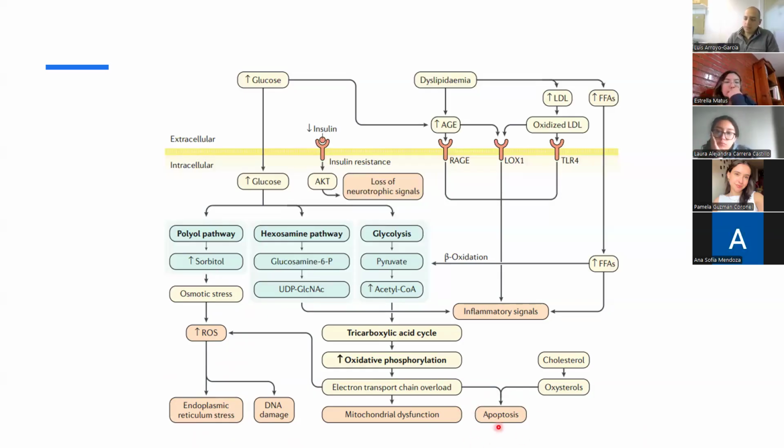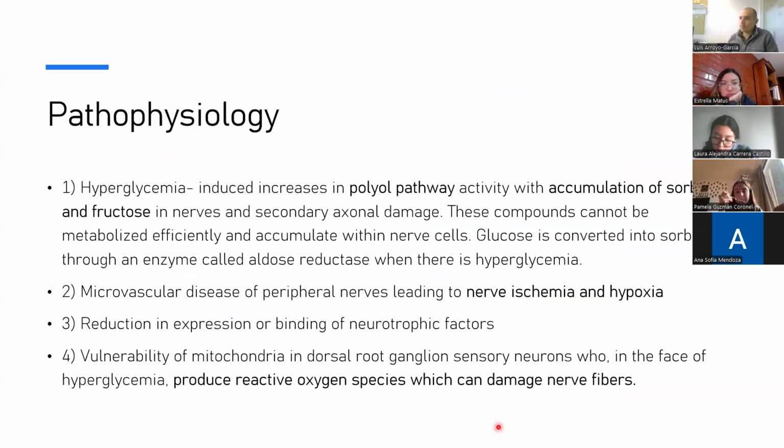So the main problem with the sorbitol pathway, with the polyol pathway, is that we are going to generate an increase in ROS. Okay, could we agree on that? And this is the pathophysiology of all of this. Again, we have hyperglycemia that induces polyol pathway activity, accumulation of sorbitol and fructose in nerves and secondary axon damage.